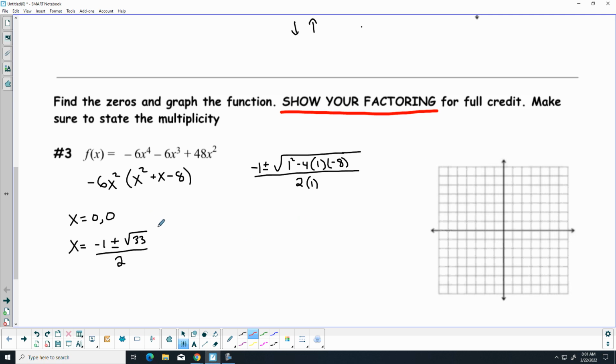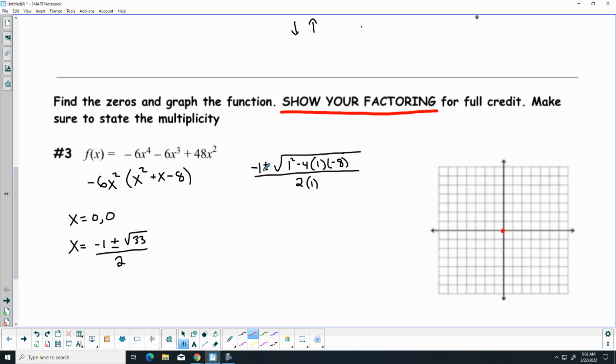So if I were going to be doing this, the first thing I noticed was I have a GCF of negative 6x squared. And I pulled that out and I was left with x squared plus x minus 8. Well, that part doesn't factor. I know I have a double root at 0, so if I wanted to, I could put that double root in right there. And then for the x squared plus x minus 8, I'm going to need to use the quadratic formula.